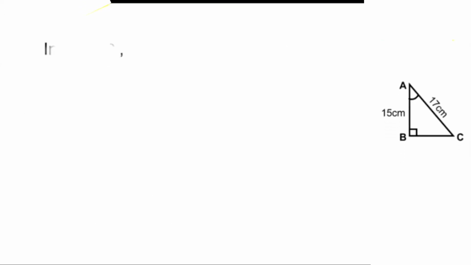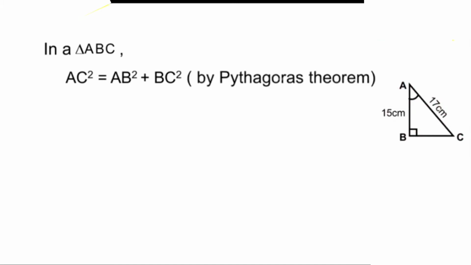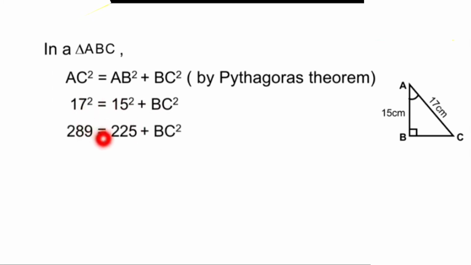Next, in triangle ABC, AC square is equal to AB square plus BC square by Pythagoras theorem. Now let us substitute the values of AC and AB in this equation. Then we get 17 square is equal to 15 square plus BC square. Now let us take the squares of 17 and 15. Then we get 289 is equal to 225 plus BC square.